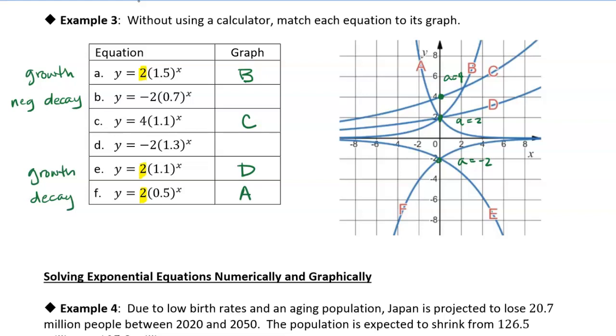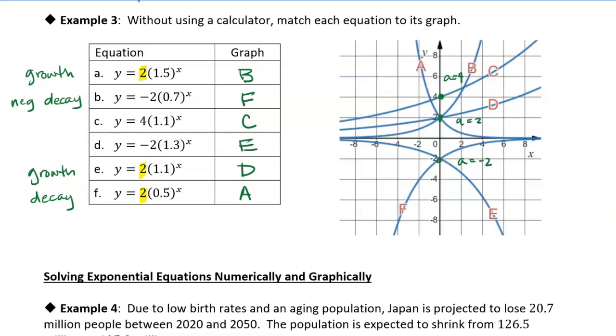So you can see it's sort of negative decay. It's decaying as x increases, and it's negative, but it's becoming smaller and smaller. So this one has to be F. And then the other one is the process of elimination. This one has to be E.